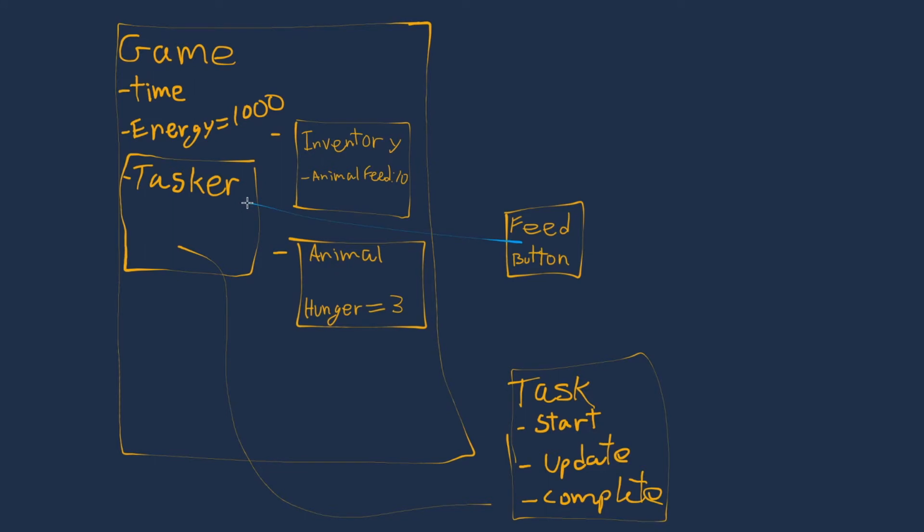When we press the feed button, the tasker creates a task. When it starts, it removes some energy and some animal feed. Then the game updates the task, and when it completes, the animal hunger gets set to 0.